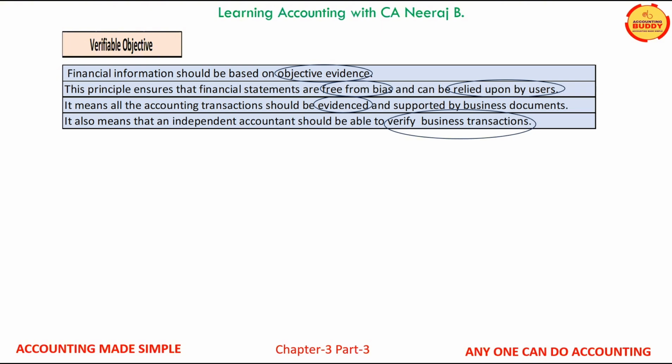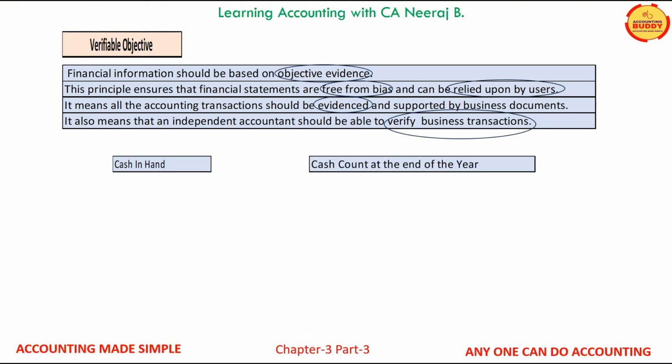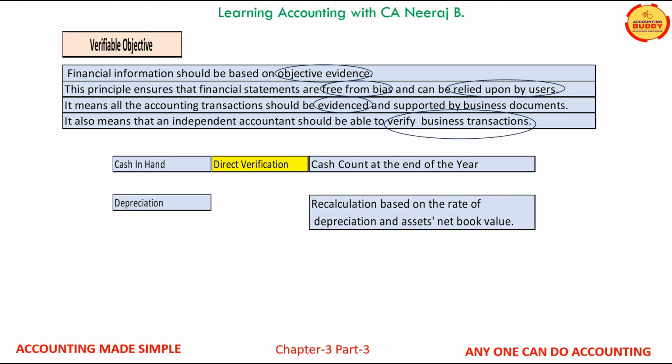Let us now understand this principle with an example. Cash in hand of a business can be verified by actual count of physical cash in hand with the business to ensure that the cash in hand appearing in the financial statement matches with the actual physical cash. This is called direct verification. Similarly, the amount of depreciation can be verified by recalculating the depreciation basis the method of depreciation adopted by the business. This is an example of indirect verification.